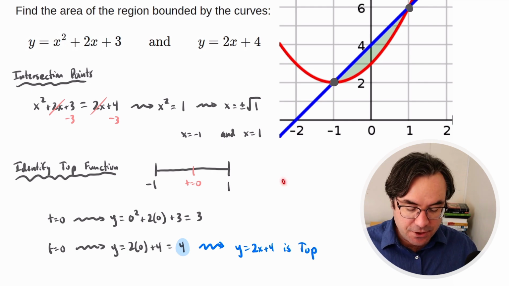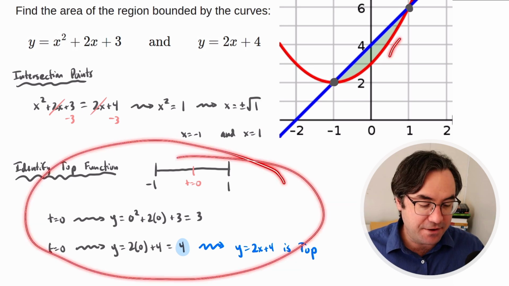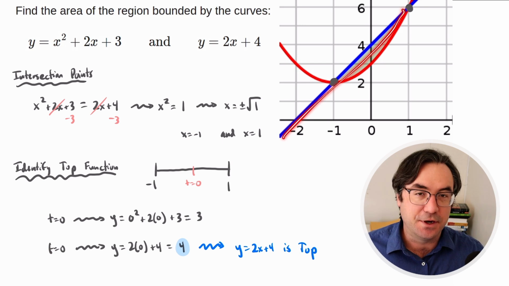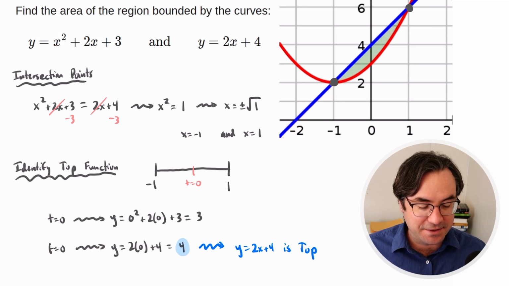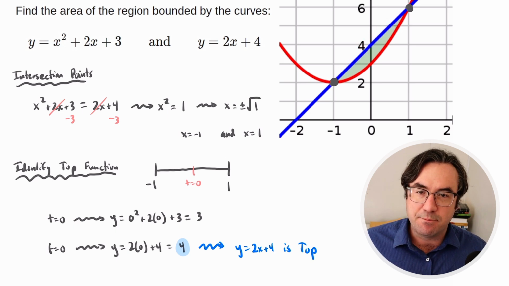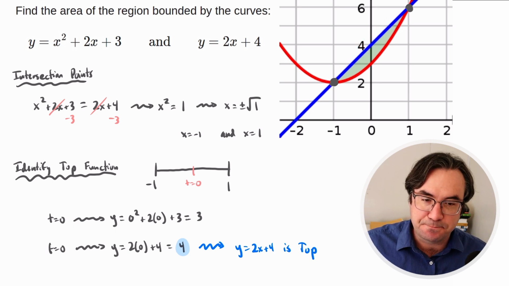So again, this is not something you would necessarily need to show if you have the graph and you can just visually see, well, there's our line, so I know that that's higher up on the page, so that's going to be my top function. But if you didn't have the graph, you could do it this way.